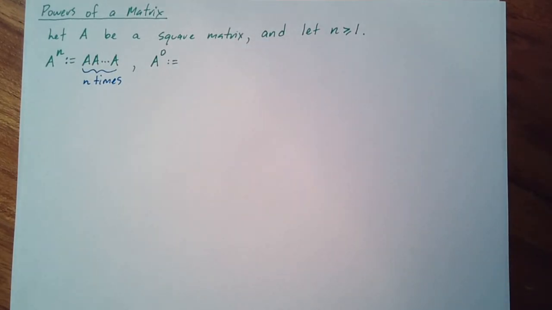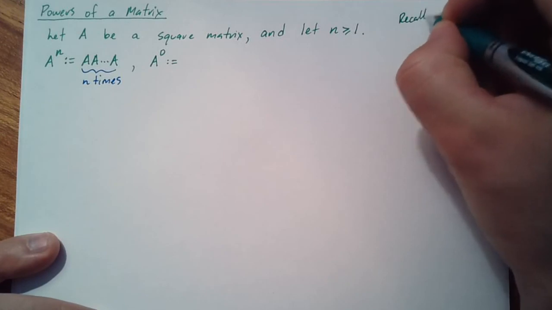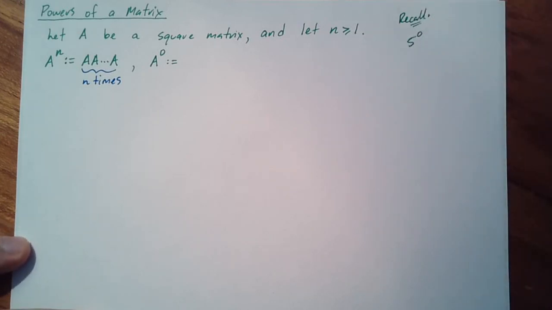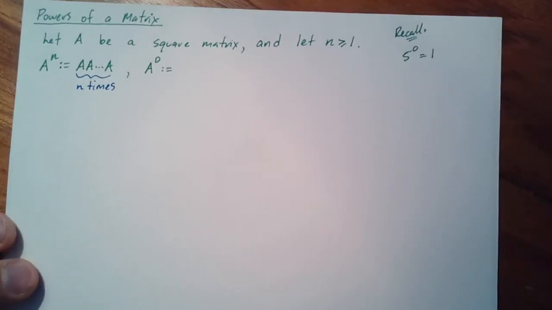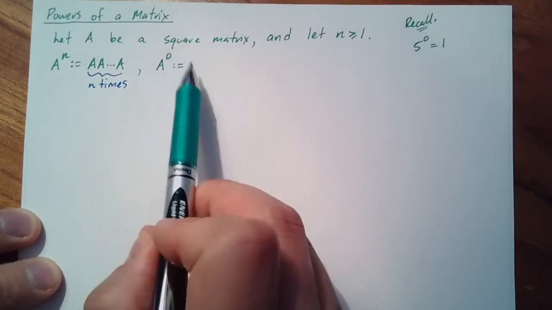Well, what would you do in the case of raising a real number to the power of 0? Like if I went 5 to the power of 0. Let's actually write a reminder up here. If I had something like 5 to the power of 0, we just take that to be 1. Remember, if you ever have an exponent of 0, any number raised to that power is just 1. So, does that mean we're going to say that the matrix A raised to the power of 0 is 1?